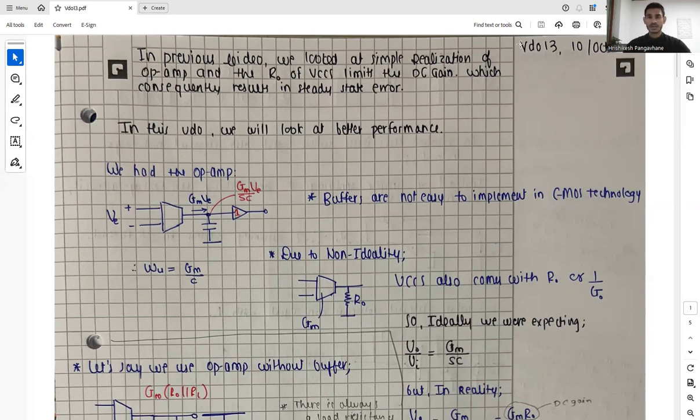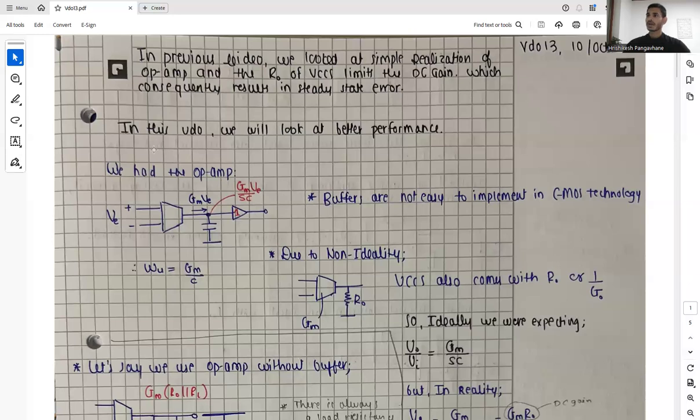Hello, welcome to the video, and in this video we will discuss how to enhance the design of an op-amp, or how to make the performance better. So let's get started. In the previous video, we looked at some realizations of the op-amp, and the output resistance of the voltage controlled current source limits the DC gain, which consequently results in steady state error. Thus, in this video, we will look at better performance.